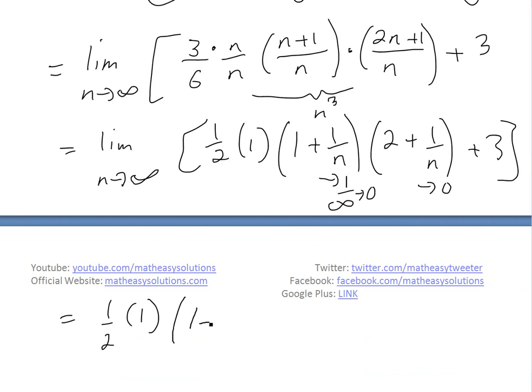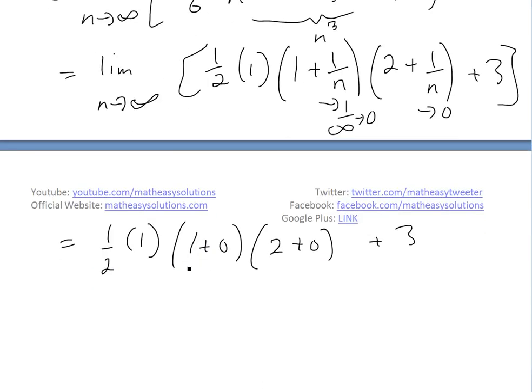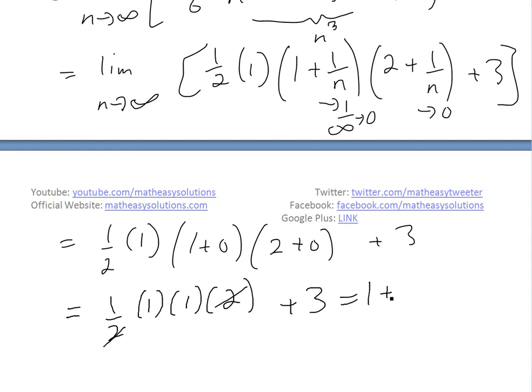So we're just going to be left with 1 plus 0, and then times 2 plus 0, and then plus 3 here. And if you simplify this further, 1 over 2 times 1 times 1 times 2, it's going to be 1 times 2 here, plus 3. And this just cancels. We're going to be left with 1. So this equals 1 plus 3 equals 4 here. So that's the answer here.